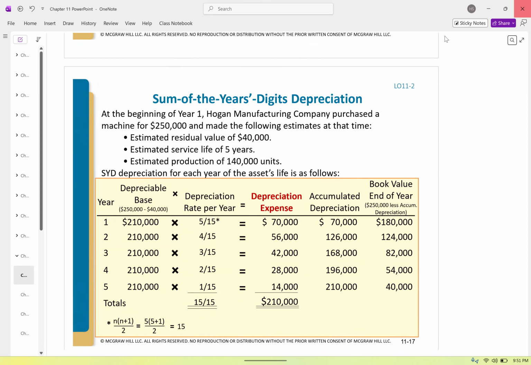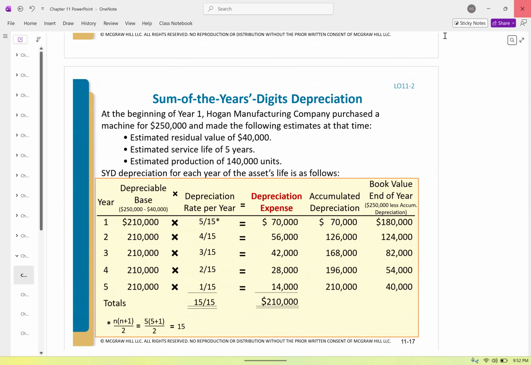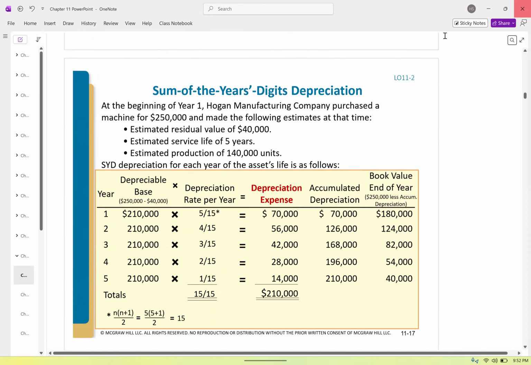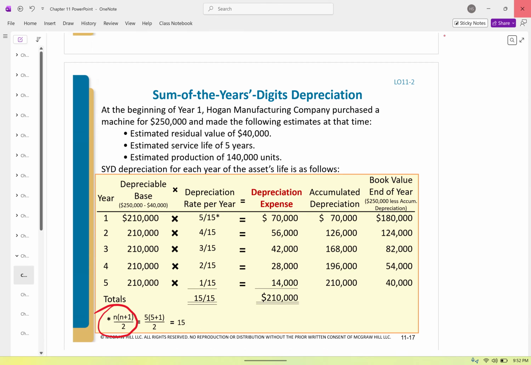This is another accelerated method, and I have the formula that we need to do the sum of the year's digits somewhere here in my papers. All right, oh, there it is right down here. So this is a 5-year life, so we take 5 plus 4 plus 3 plus 2 plus 1. If you add all that up, it equals 15. That was pretty easy because it was only 5 years. What if it was 30?